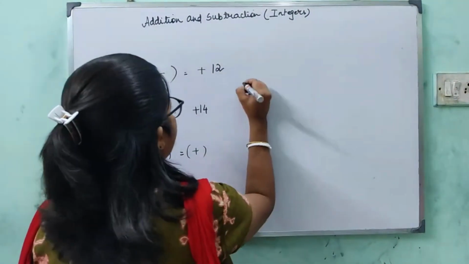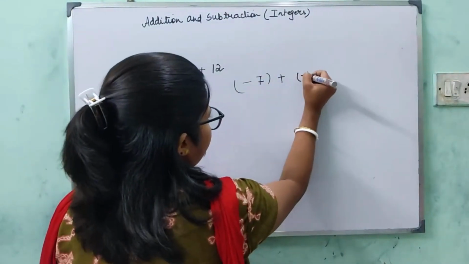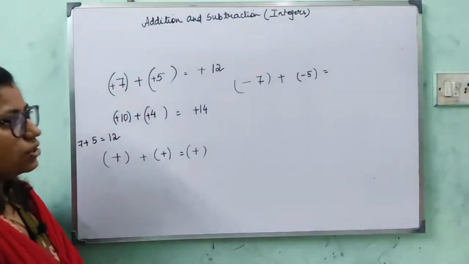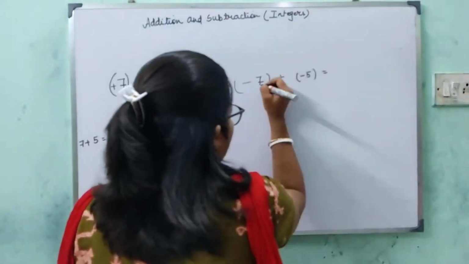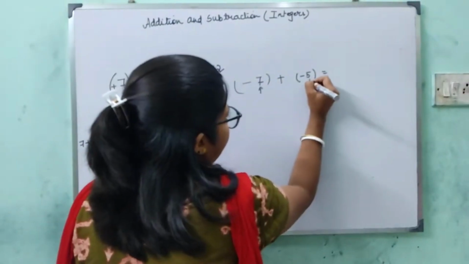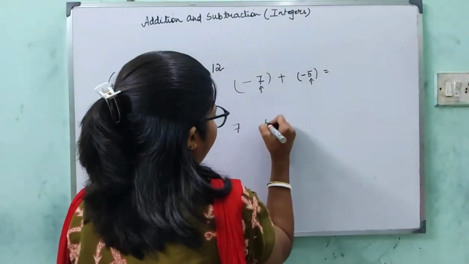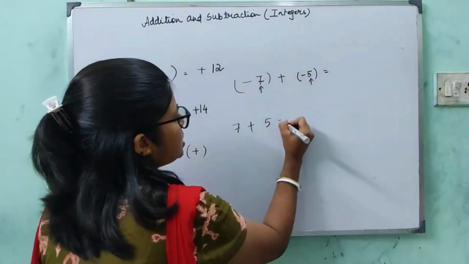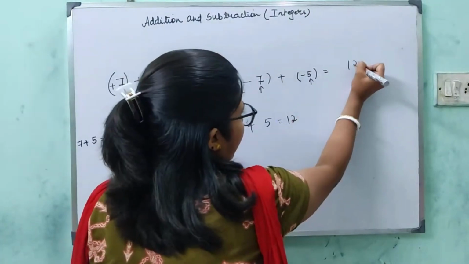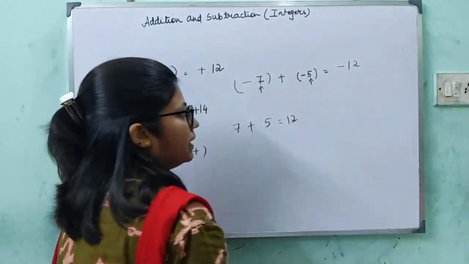Now what about adding two negative integers? When we add two negative integers, just remember one thing. Take just the two numbers without the sign. Without the two signs, what are the numbers? 7 and 5. Now if I add them up, what is the answer? The answer is 12. So put a 12. And what was the sign both of them are having? Minus. So put this minus.